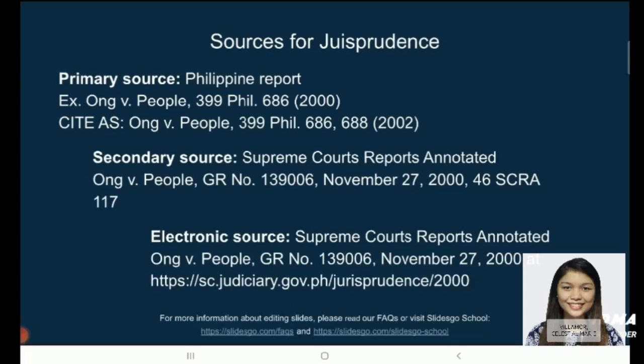For electronic sources, we shall have the usual format and shall be followed by "at" and the website.